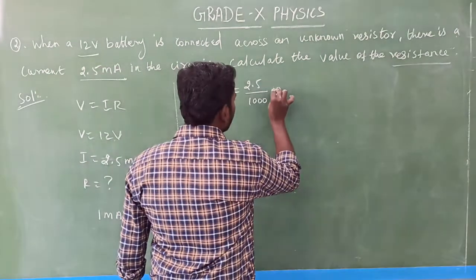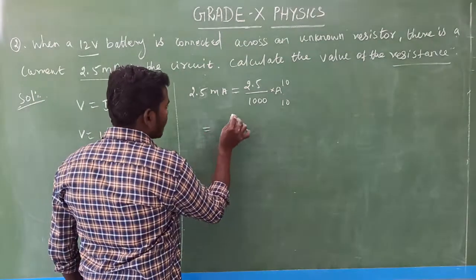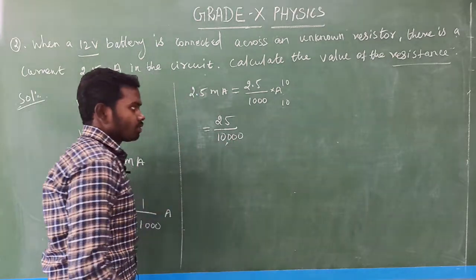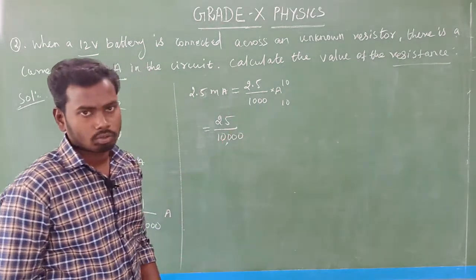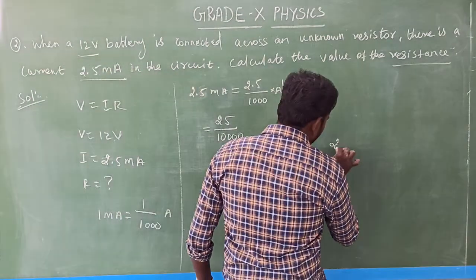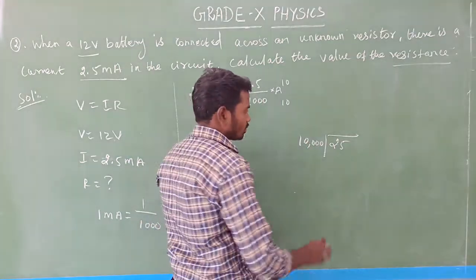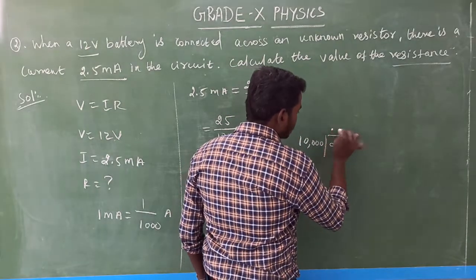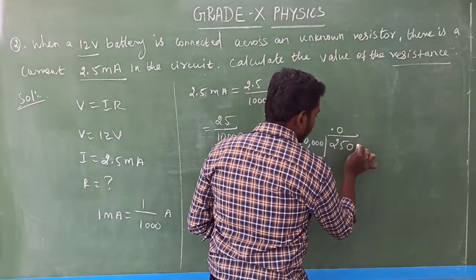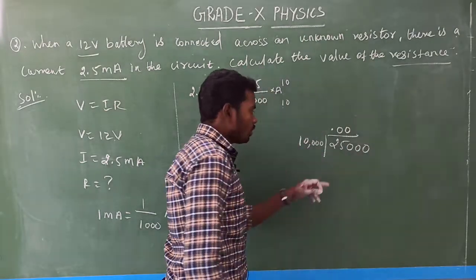See here, we multiply both terms by 10 to get a whole number. So the answer will be 25 divided by 10,000. Now we divide 25 by 10,000. 10,000 is a very large number, so put a dot and add one 0, and again add one 0, and again, so now it comes 25,000.